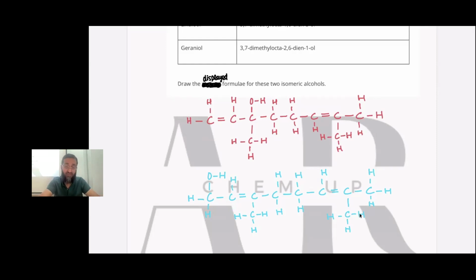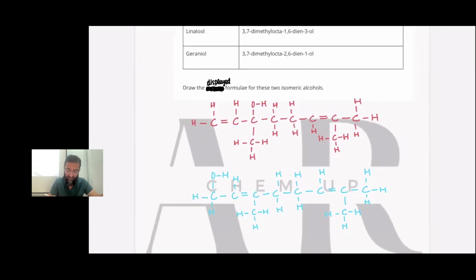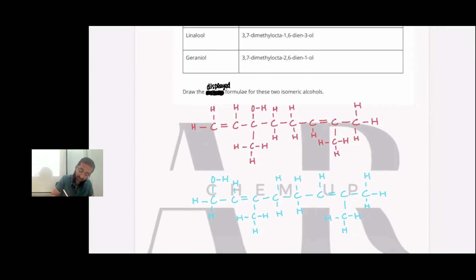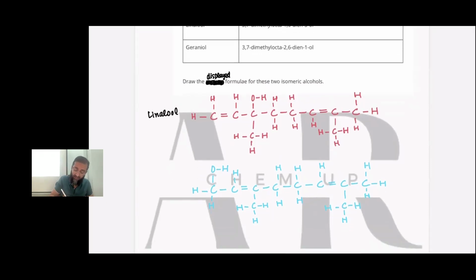So OH on first carbon, then second, third, fourth, fifth, sixth. Yes, diene, that's good. Then 3, 4, 5, 6, 7 methyl, dimethyl, very good. Yep, good. So we got the displayed formula of linalool and geraniol. Okay.